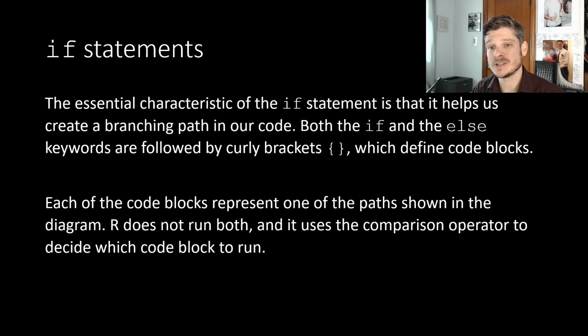but both the if and the else keywords are followed by the curly brackets, also otherwise known as braces. And those define our code blocks, or the body of code that we are writing and we want to be executed. Each of those code blocks represents one of the paths in our diagram. So we can have some nested if statements that take us through the entire path. But the main idea here is that we have to decide which code block to run. Well, we don't decide it, the program decides which code block it should be running.